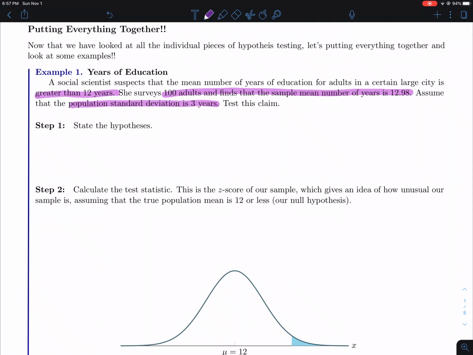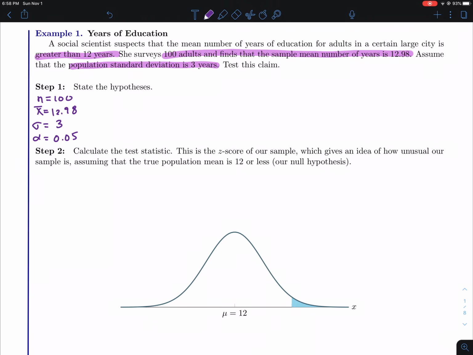Not that you have to do this, but I like to write stuff down where possible. So in this case, we know our n is going to be 100. The sample mean is going to be 12.98. Our population standard deviation is our sigma, which is 3. And technically in this problem, there's no alpha given, so that means our alpha is going to be 0.05. We really don't even need that for step 1.